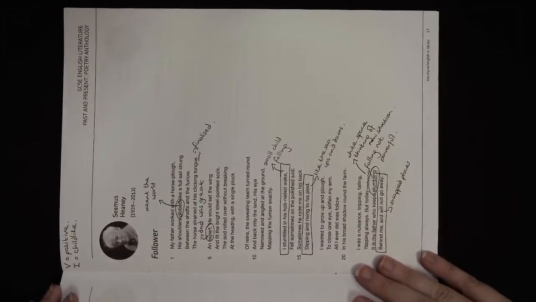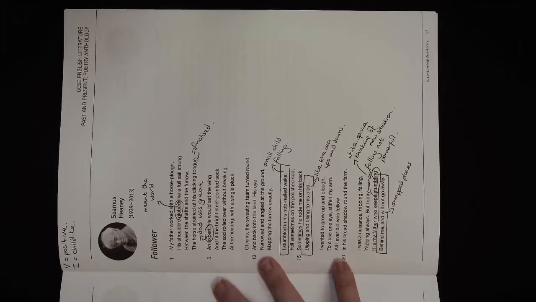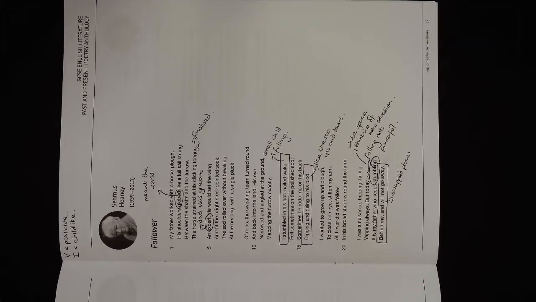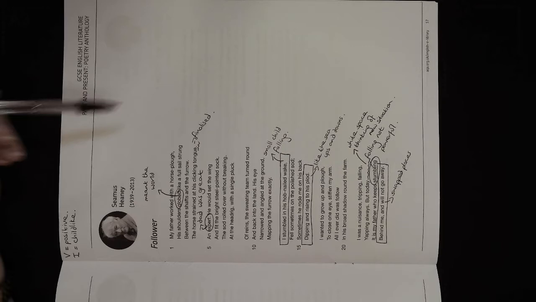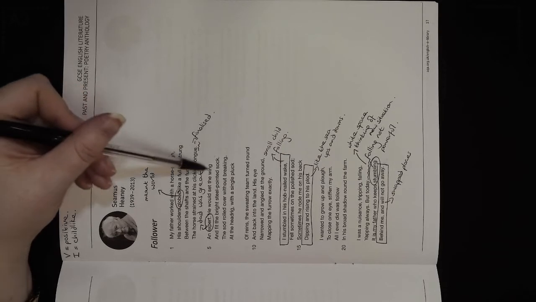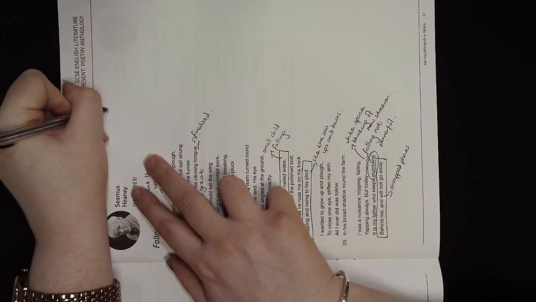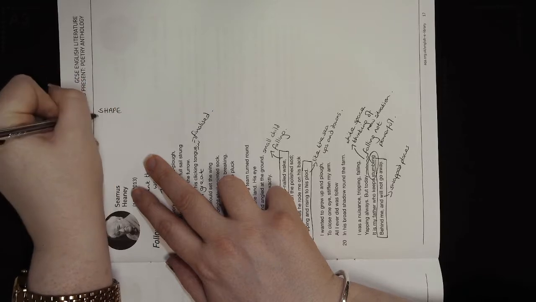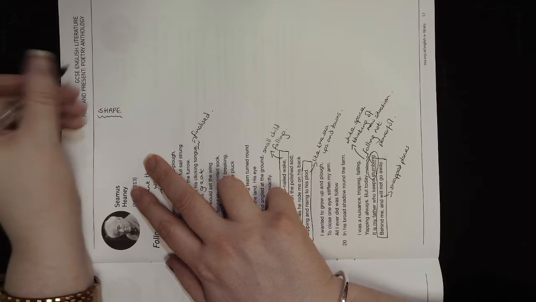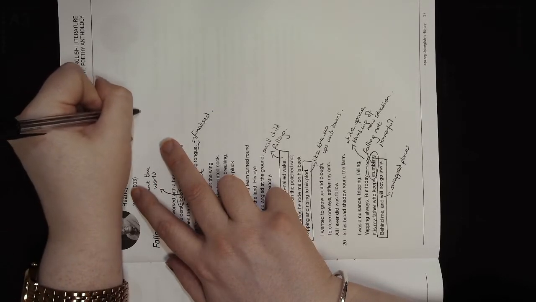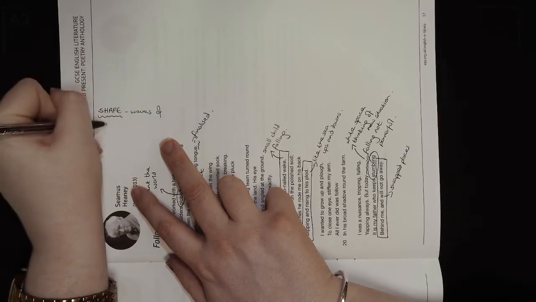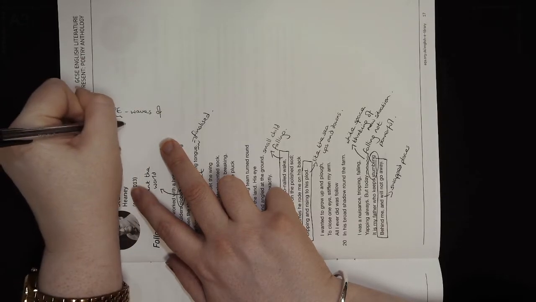For my final structure point, I'm going to turn my anthology on its side. In class, we talked about the fact that the shape of a poem can sometimes be important. For me, there is a shape to this poem. It goes up and down. And I think it looks like the waves of the ocean. So I'm going to write the word shape here. I'm going to put a wiggly line underneath it to show it's one of my structure things. I'm going to say waves of the ocean.